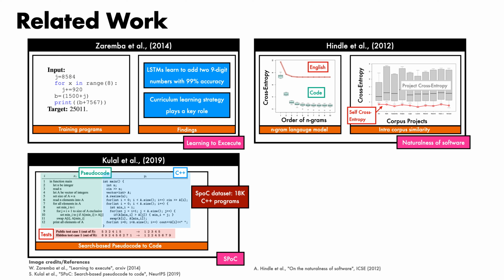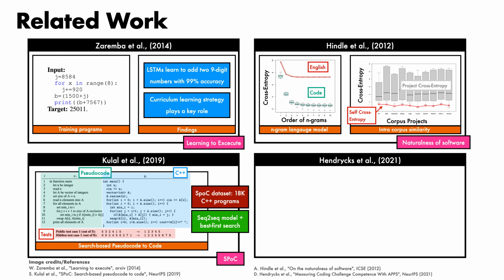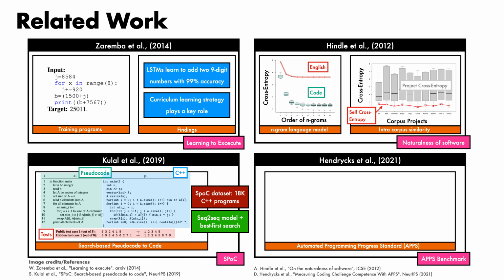They showed that a seq-to-seq translation model, coupled with best-first search, can achieve reasonable performance on this task. The objective of SPOC is to produce functionally correct code that passes unit tests within a fixed budget of compilations. Codex adopts a similar goal, encapsulated by the pass@k metric used to evaluate its code generation performance. Finally, a fourth related work is that of Hendrycks et al., which introduced the APPS benchmark, short for the Automated Programming Progress Standard.